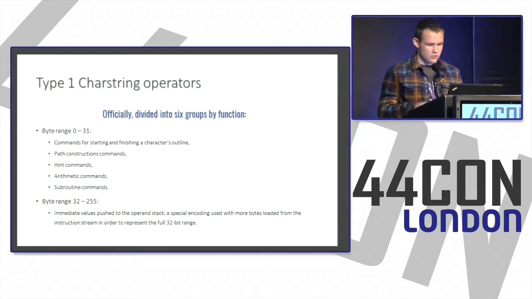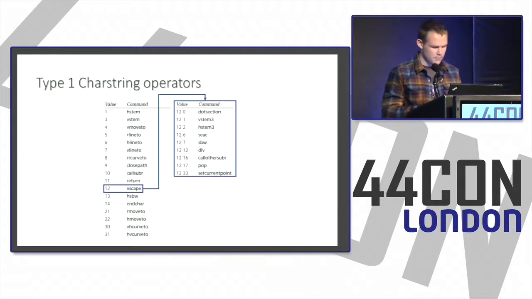So when it comes to the charstring operators itself, you have several groups of them. You can divide them by function. You have commands for starting and finishing an outline, for construction paths, for hinting, for performing arithmetic operations, for calling subroutines and stuff like that. And you also have a large range of bytes that are just used to actually specify the immediate values.